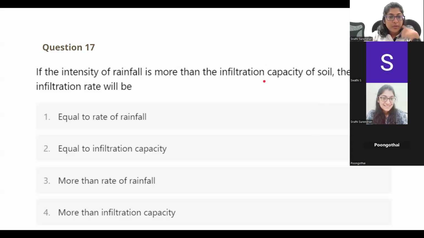Yes, correct answer. If the intensity of rainfall is more than the infiltration capacity of the soil, then the infiltration rate will be... no, I mean, it's not the correct answer.